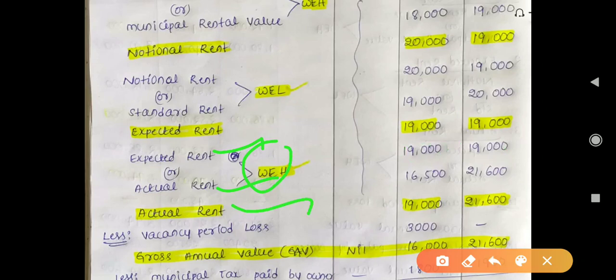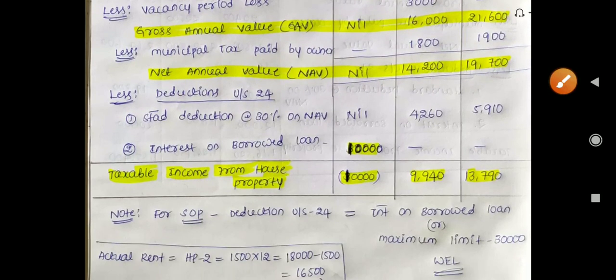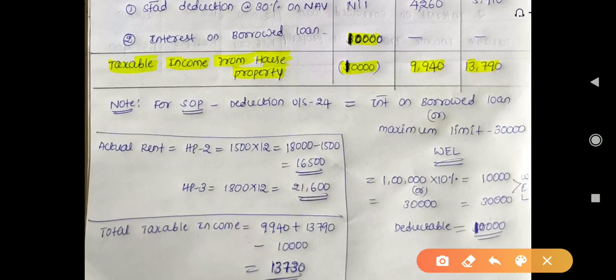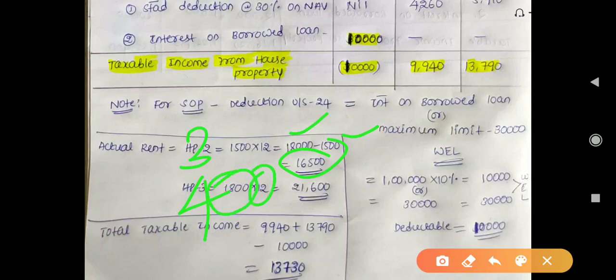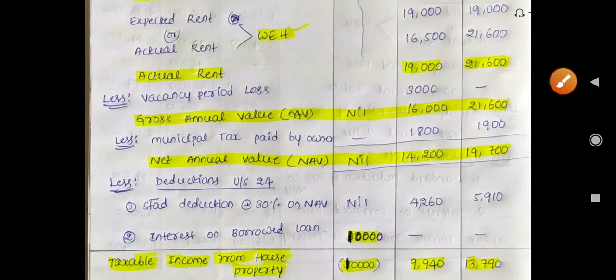Then actual rent, so here 16,500 and 21,600. How does that amount come? Here are the calculations. This is the actual rent for HP3 and this is for HP4. For HP3, 1,500 is the actual rent per month into 12, that is 18,000, minus 1,500, that is unrealized rent. So you will get 16,500 as the actual rent. And for HP4, 1,800 per month into 12, you will get 21,600. So that is mentioned here.